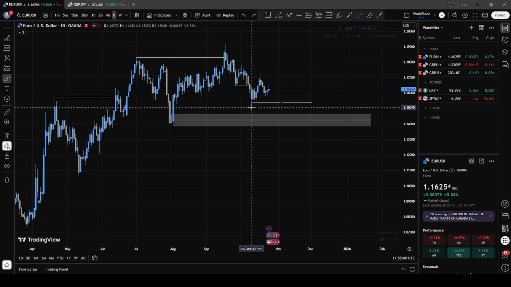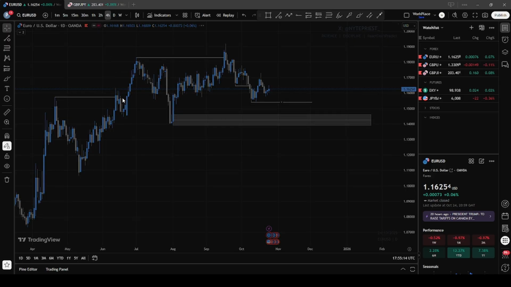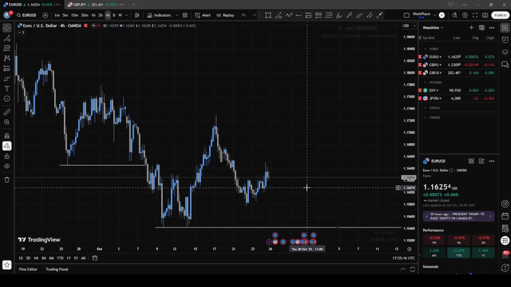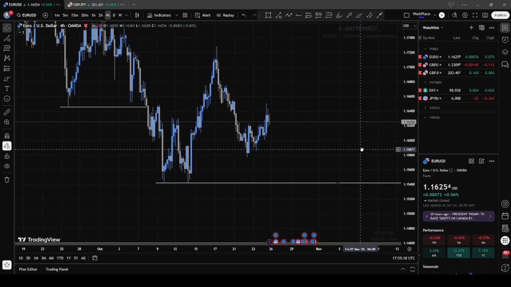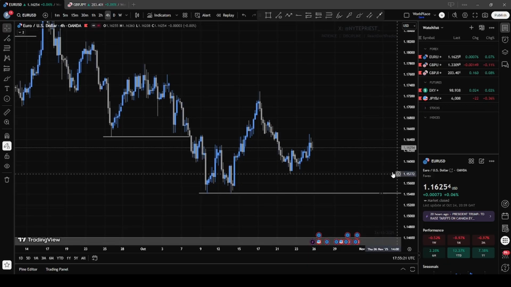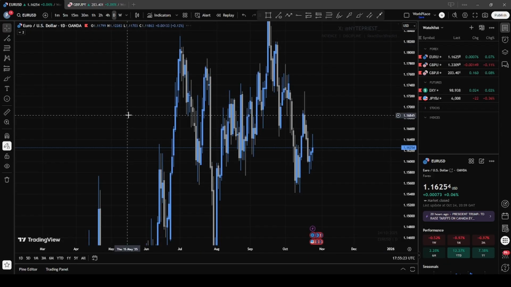Okay, because this low was 1.15420 and this low was 1.15424. So this wasn't a fractal break. So let's go to the daily time frame. Let me check the daily again.